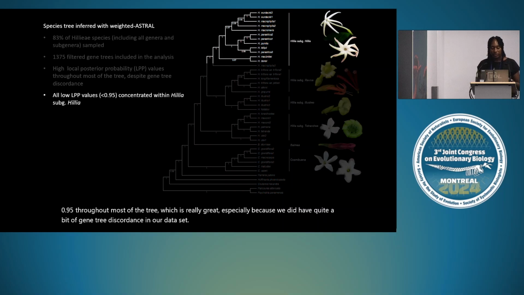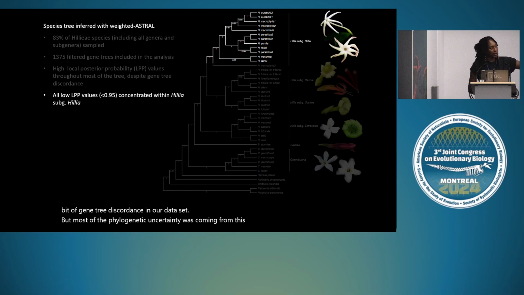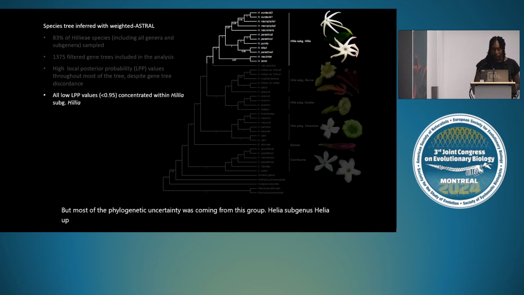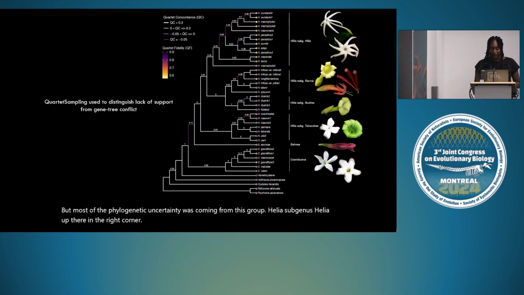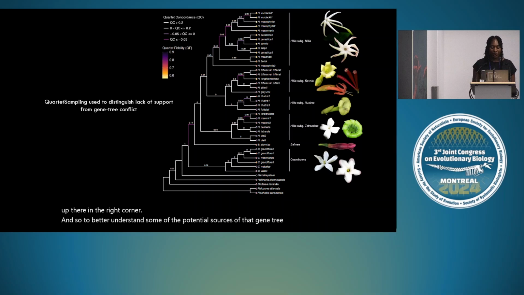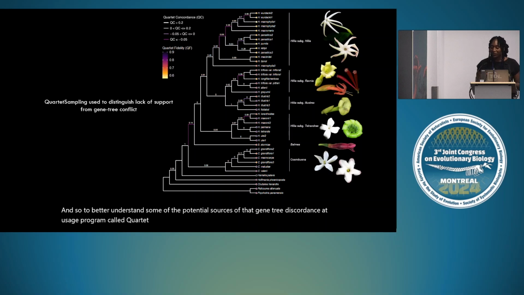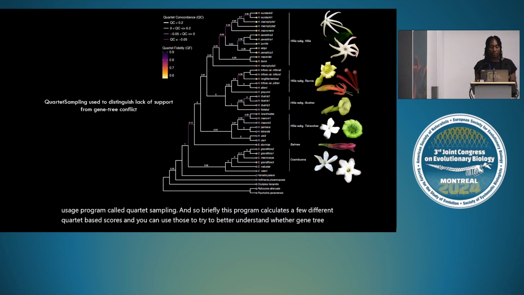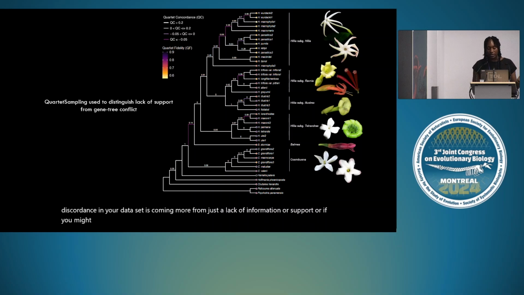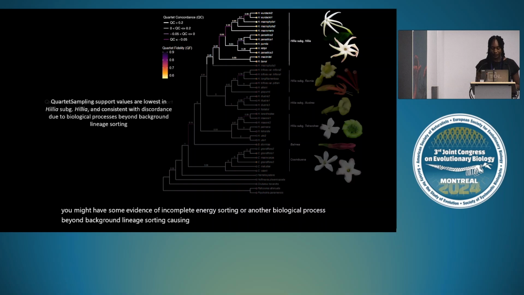But most of the phylogenetic uncertainty was coming from this group, Hylia, subgenus Hylia, up there in the right corner. To better understand some of the potential sources of that gene tree discordance, I used this program called quartet sampling. Briefly, this program calculates a few different quartet-based scores, and you can use those to try to better understand whether gene tree discordance in your data set is coming more from just a lack of information or support, or if you might have some evidence of incomplete lineage sorting or another biological process beyond background lineage sorting causing discordance.